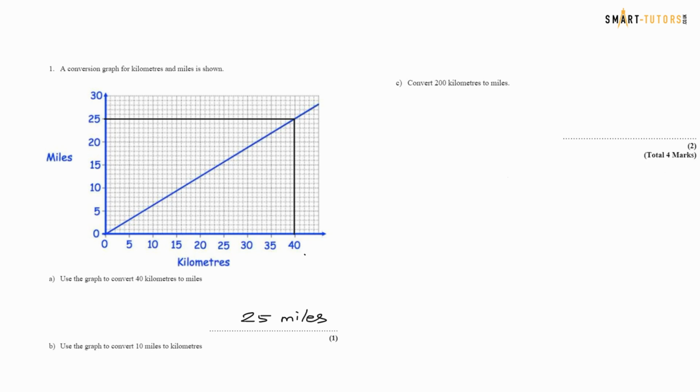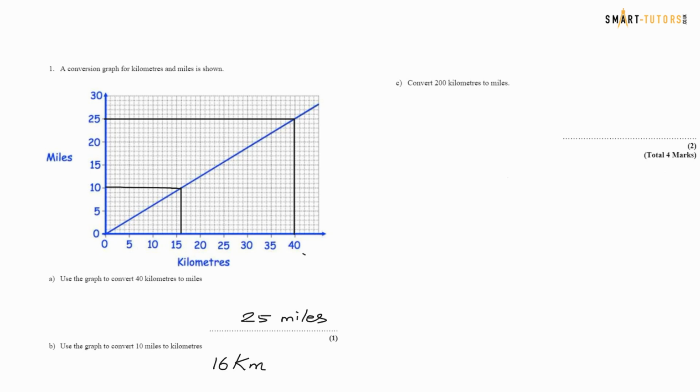Second question, use the graph to convert 10 miles to kilometers. So from 10 miles, the line is going to become something like that. Here it is between 15 and 16, so the answer is 16 kilometers.